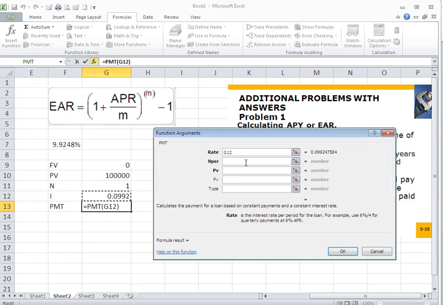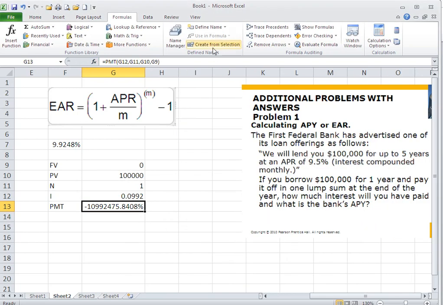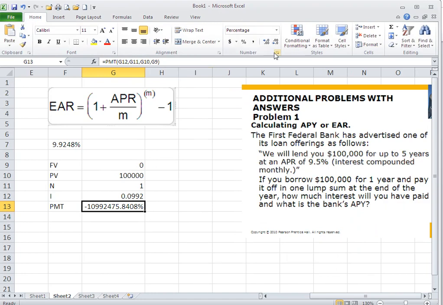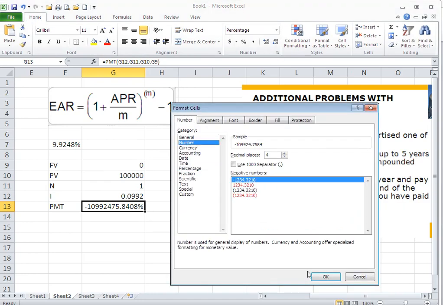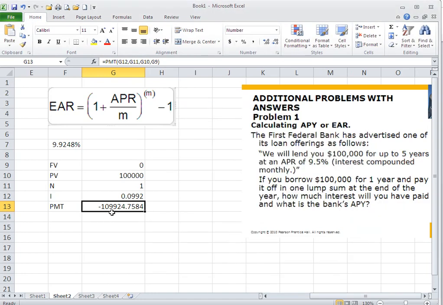The rate, we'll grab it. Number of periods, we'll grab that. Present value was 100,000, future value 0. Hit enter. Oops, that shouldn't be a percentage. Let's go ahead and take that back down to a number. And we get $109,924.75. So the amount of interest that we would have paid is the difference between what we're paying and what we actually collected from the bank here, which was $100,000. $9,924.76 in interest that we would have paid.